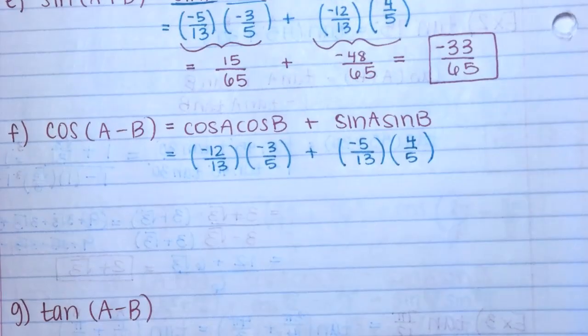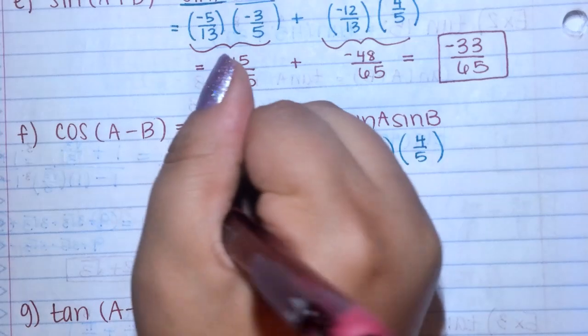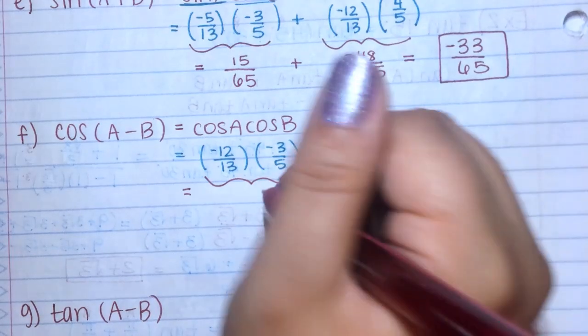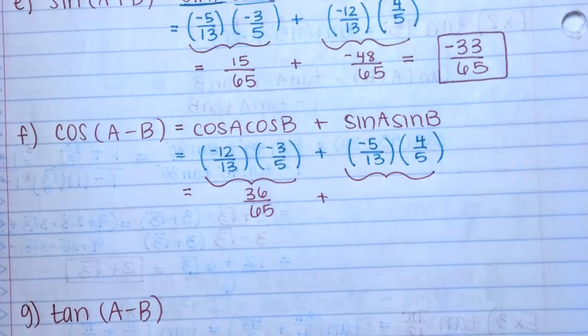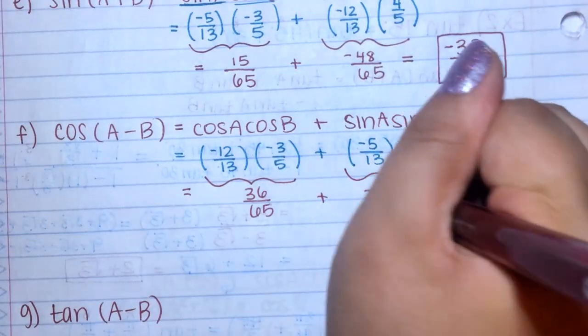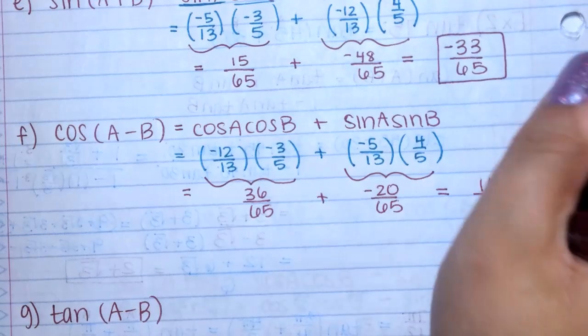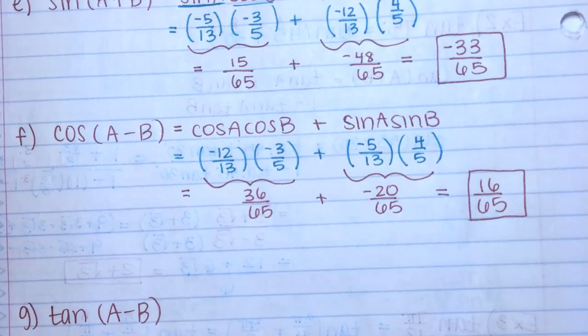When y'all plugged in, did y'all get that? And what did you get here? 36/65. Perfect. And what'd y'all get over there? And when you add them together, what do you get? How are we feeling about this? Pretty decent, huh? It's not too bad.